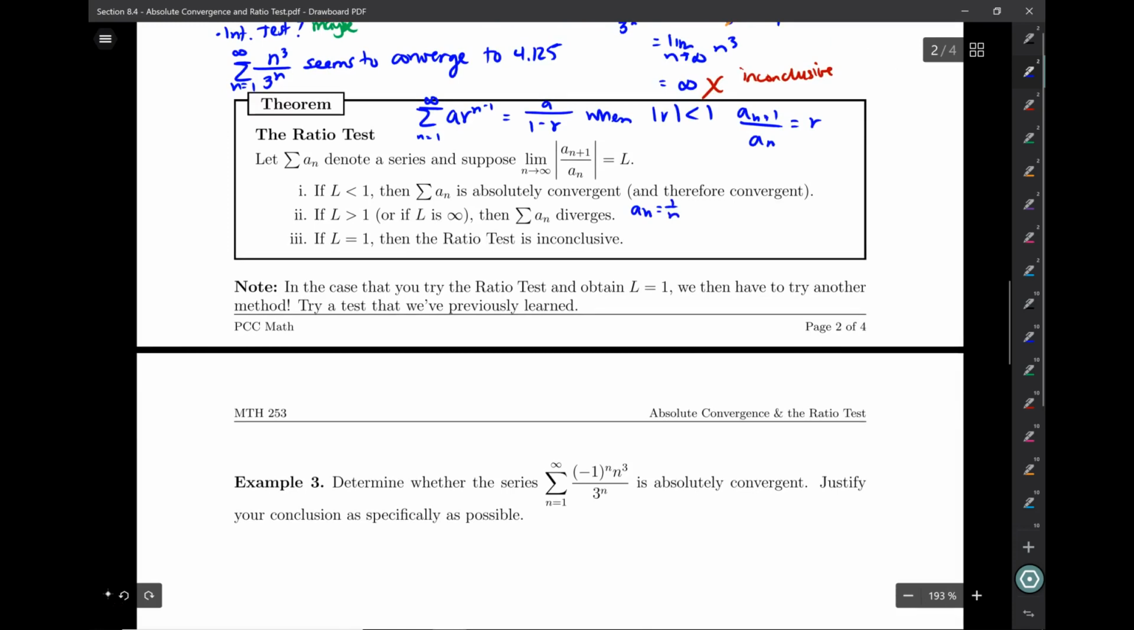Okay, so we know that the harmonic series diverges, right? If I use the ratio test on this, I would have 1 over n plus 1 over 1 over n. I'm not doing the absolute value right now because 1 over n would be positive for n positive. And notice that this would give me the limit as n goes to infinity of n over n plus 1. And that limit is 1. So I got 1 out of the ratio test for the series 1 over n, but the series 1 over n is known to diverge.